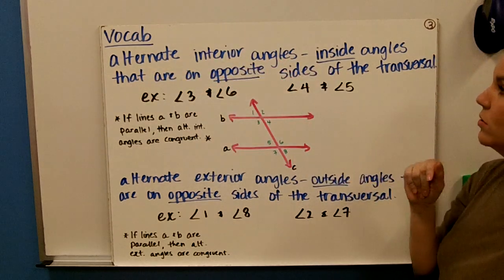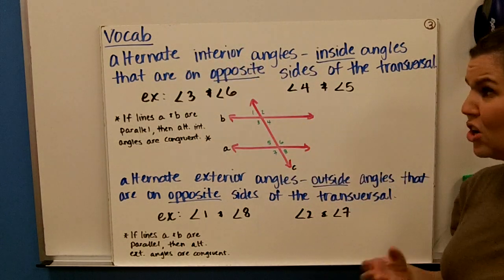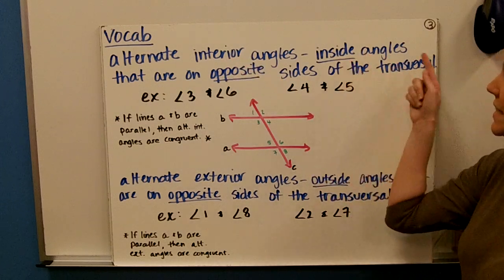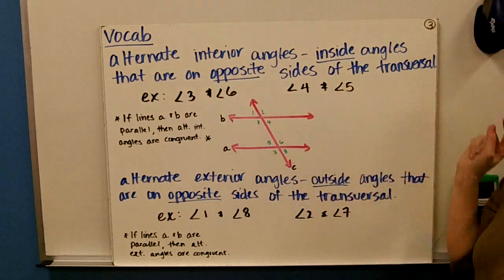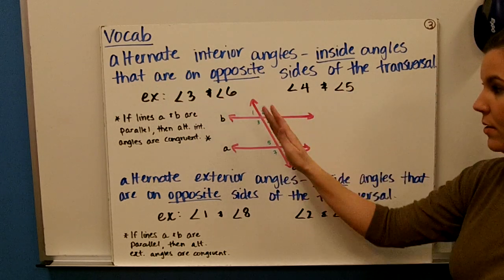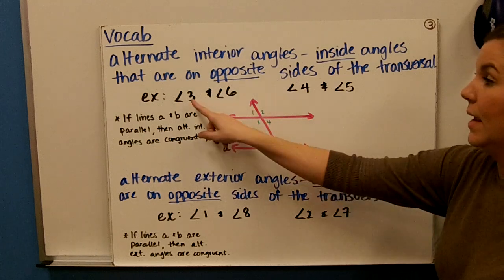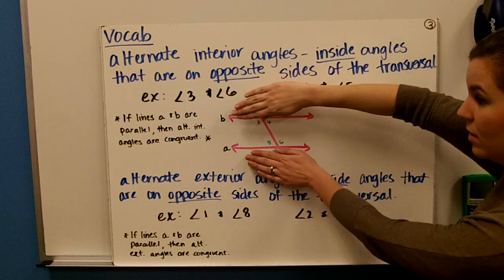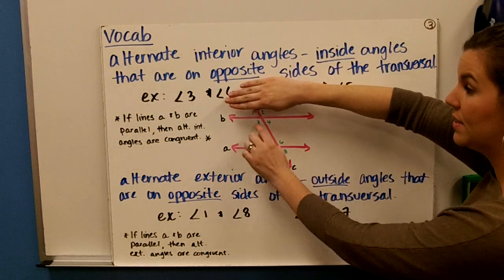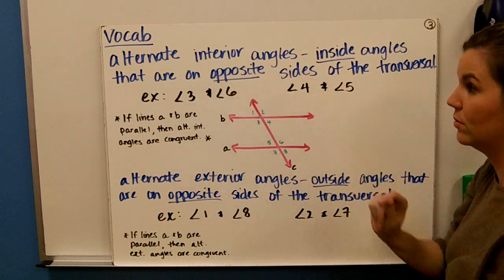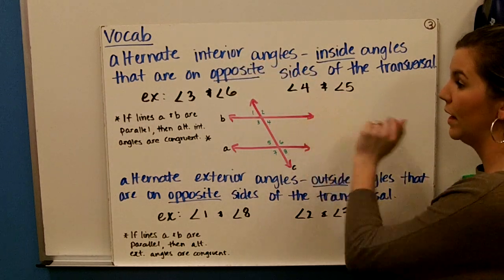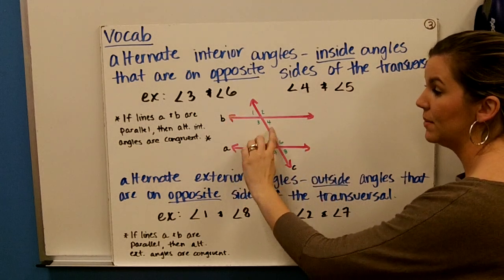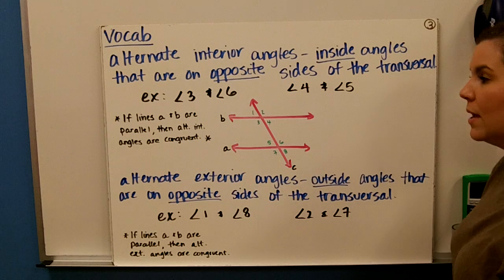Alternate interior angles. Alternate means on either side. Interior means on the inside. So these are inside angles that are on opposite sides of the transversal. Same picture. Here's the transversal. Angle 3 and angle 6 are in between lines A and B and on opposite sides of the transversal. Similarly, angle 4 and 5 are in between lines A and B and on opposite sides of the transversal.